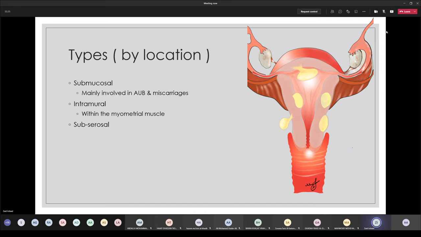But in general, occlusion of the tubes is very rare, because the fibroid has to be somewhere around the interstitium or the cornu of the uterus, and it has to be large enough to totally occlude the tube, and this is highly unlikely. Even if they occlude one of the tubes, the other tube should still remain functional.